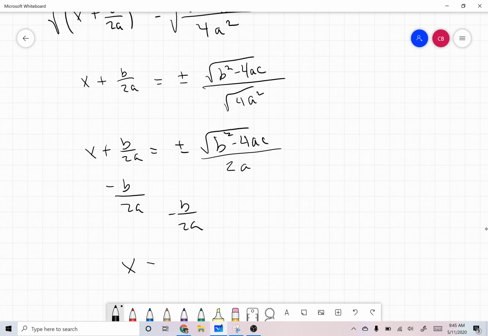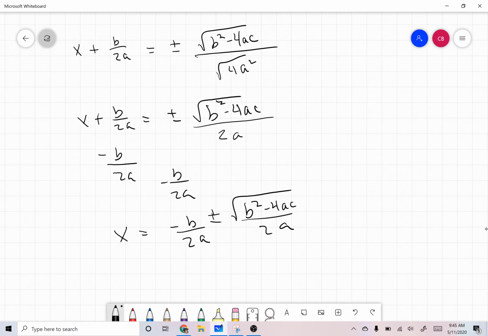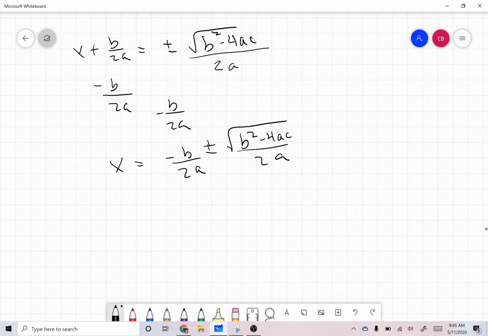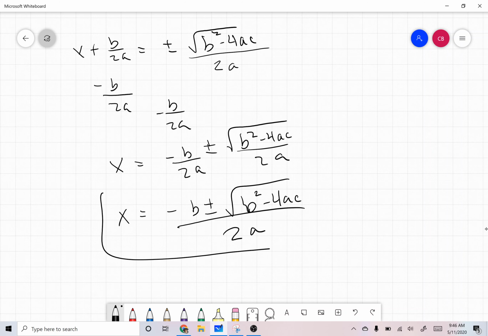And we have x is equal to negative b over 2a, plus or minus the square root of b squared minus 4ac all over 2a. Well, they both have a 2a on the bottom, so that's x is equal to negative b plus or minus the square root of b squared minus 4ac, all over 2a. And this is the formula you guys are used to.